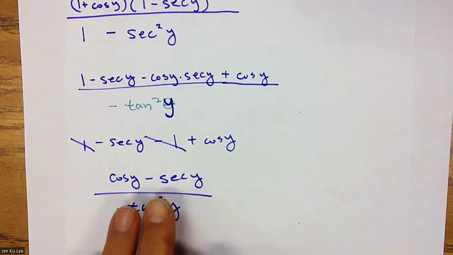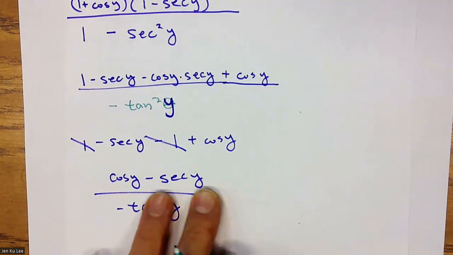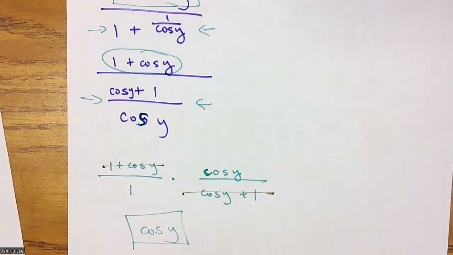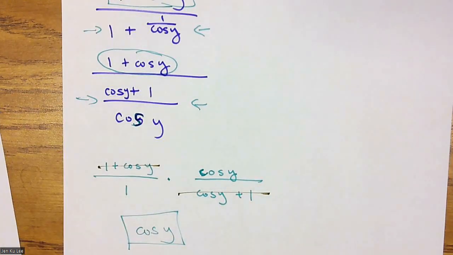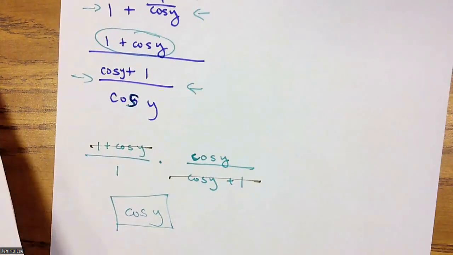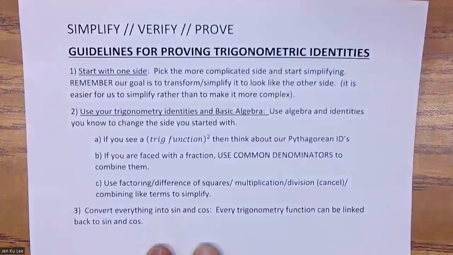I'm sure if we stuck with it, we could continue on from here and do that, right? And get cosine of y. But there's definitely a more efficient way, okay? Which I'll highlight in a little bit in one of my examples, all right?